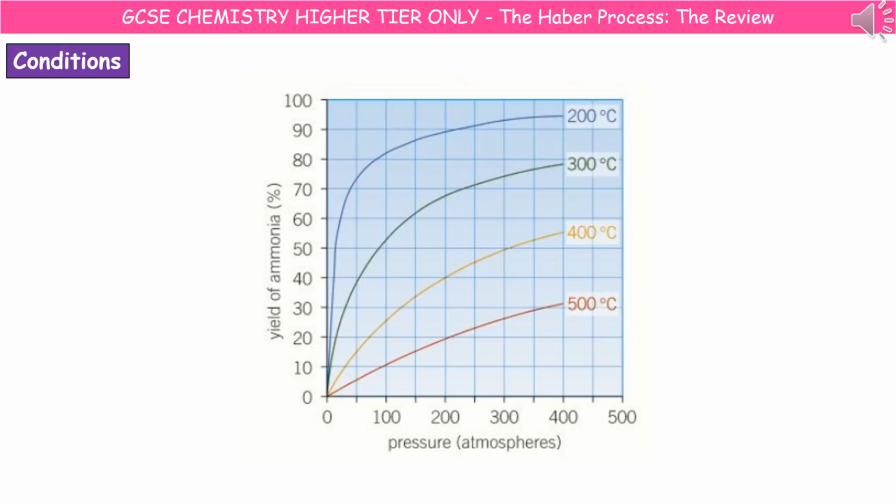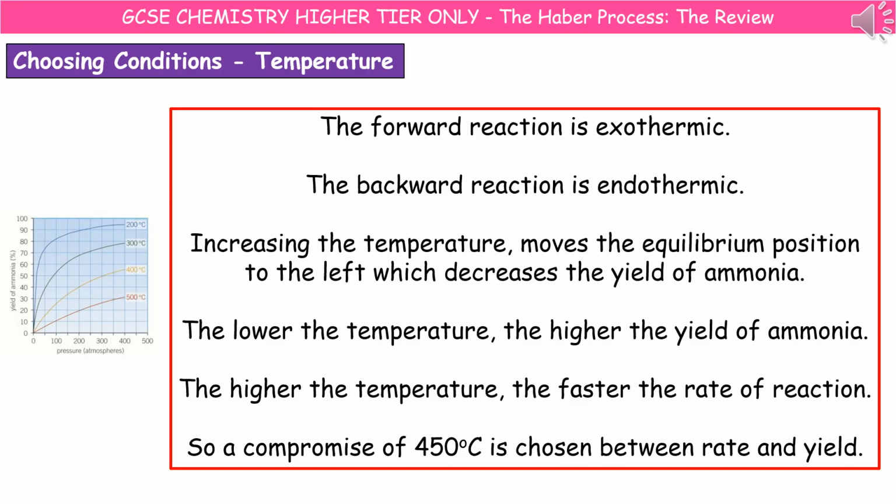So if they were to ask you at which conditions should we produce our ammonia for the highest yield, then what we'd actually be looking at is a temperature of 200 degrees Celsius and a pressure of 400 atmospheres in this case. So you might be asked to interpret that graph, and all you need to do to understand it is just take it one bit at a time. Pick out the pressure that meets the actual requirements of the question first of all, then look at the temperature and put those two together into your answer.